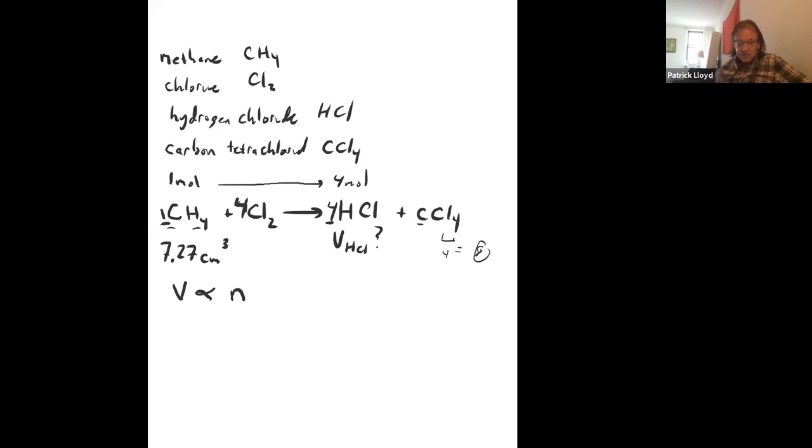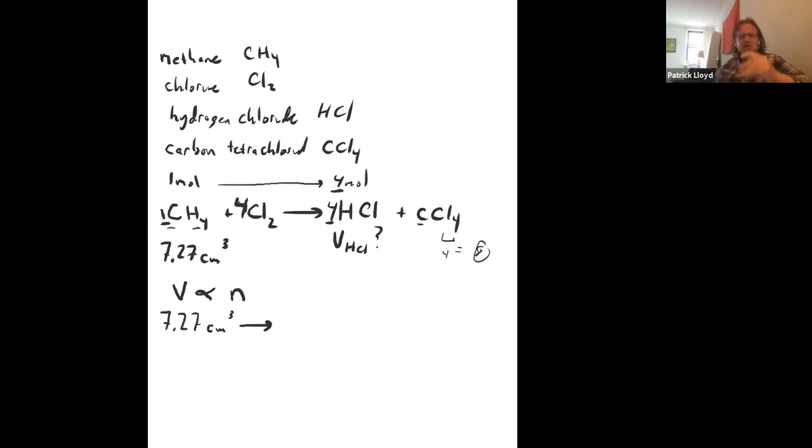So now here's what we would say. If I put in 7.27 centimeters cubed, that's our volume. And it's proportional to the number of moles. If I put in 1 mole, but now I have 4 moles, right? We should have 4 times as much volume. So the volume now would go up 4 times as much.